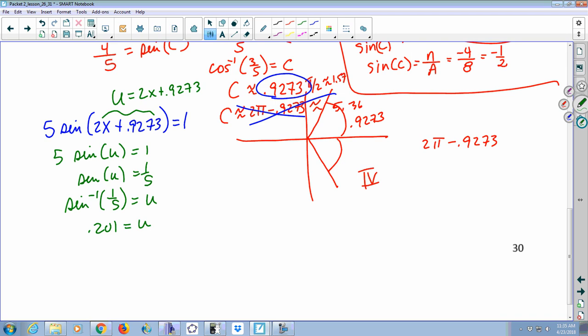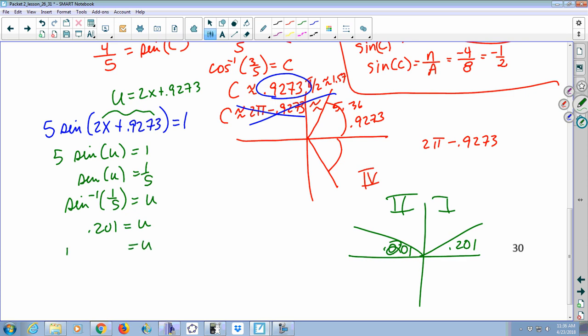We also know there's another solution by symmetry. There's another positive solution. If we look at our unit circle, here's 0.201. We've got another reference angle over here in quadrant 2 where sine is also positive. So our other possibility is pi minus 0.201. You can either round that off or keep it like that. If you round it off, it's about 2.94. Okay, so here are 2 possibilities.